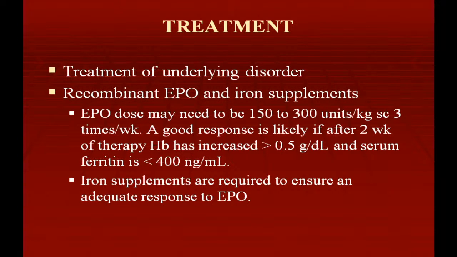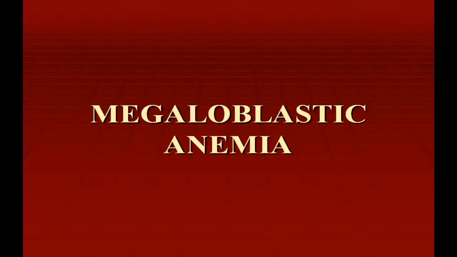So how will we treat it? Of course we treat the main disease. We use recombinant erythropoietin and sometimes iron supplements if we already see deficiency of iron in the organism. The dosage of erythropoietin and the dosage of iron we discussed before, they are the same. So it's a combination of erythropoietin and iron in most cases.